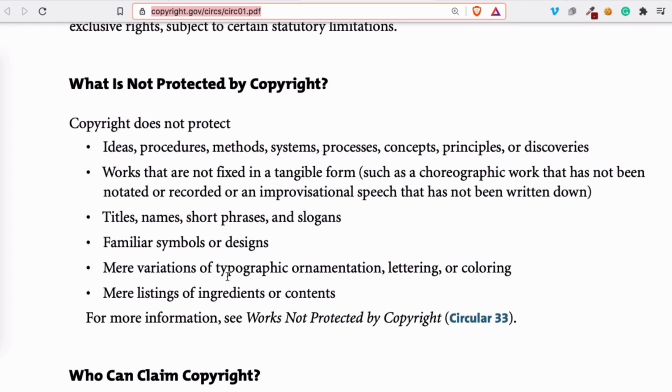But let's look at what is not protected. Ideas. If you have an idea and you don't put it on paper, you don't create it, it's not protected. It's that simple. Systems and processes, those things are not protected. As soon as you have it on paper and you execute it, then it's protected. But here, it's not protected. Titles, names, short phrases, and slogans are also not protected. So you see here you find things that are not protected, and what does it mean? You don't have copyright. It's that simple. When you create it, you don't have copyright.